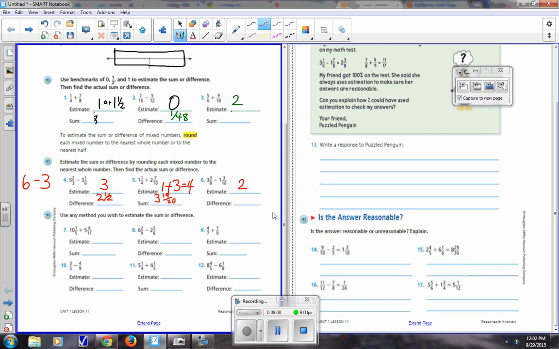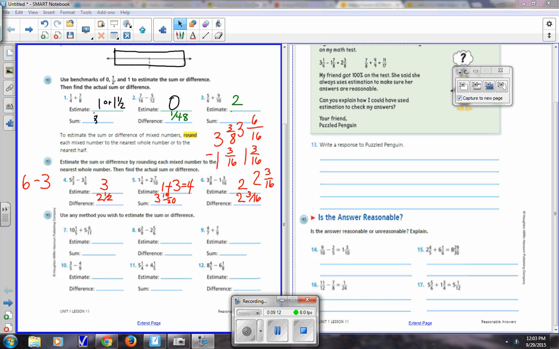So our estimate is 2. Do the actual subtraction. So are you seeing? Let me wrap it up. Are you seeing how using an estimate or using a benchmark is a good way to quickly check your addition or subtraction on a fraction problem?